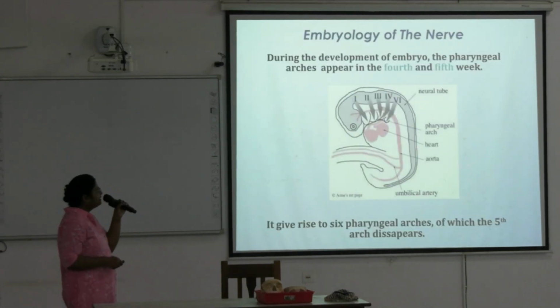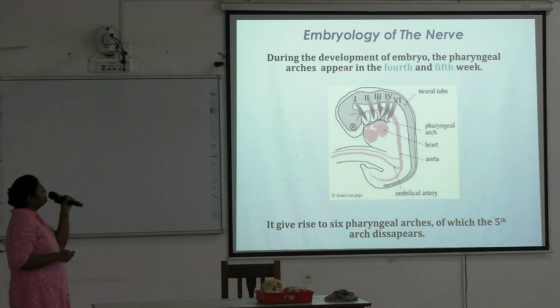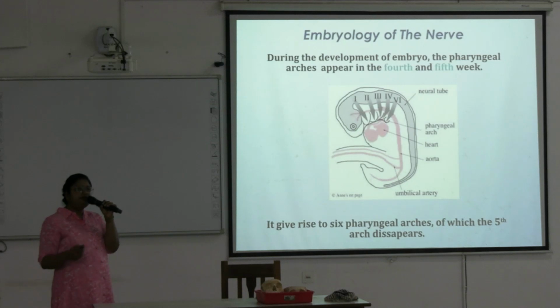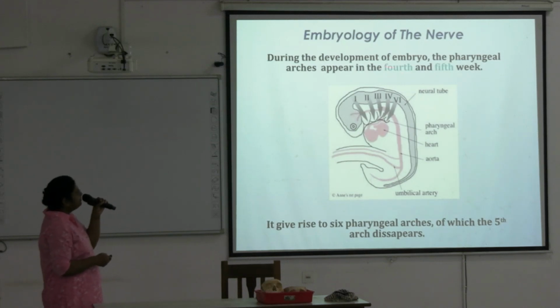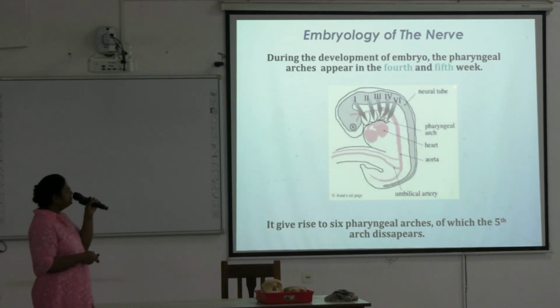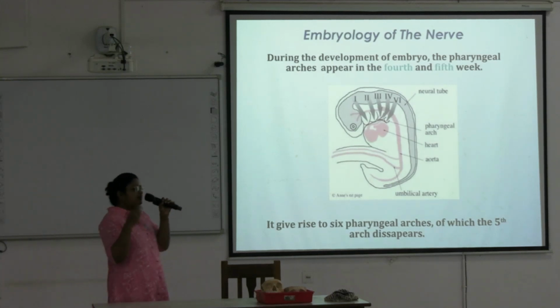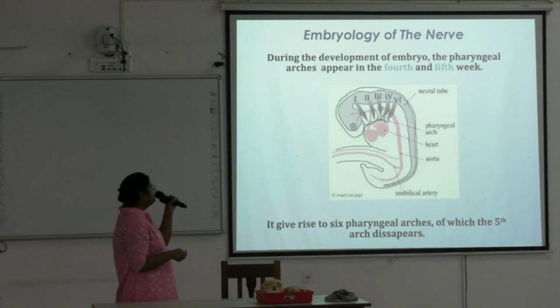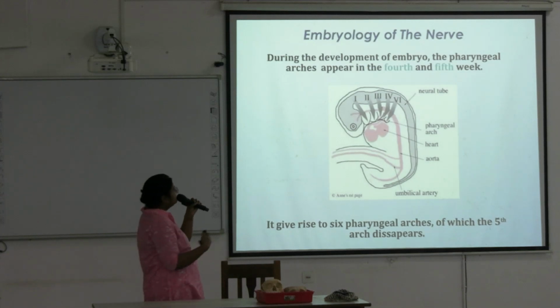So this is how the nerves are developing. During the development of the embryo, the pharyngeal arches appear near the neck region, in the 4th and 5th week of intrauterine life. There are 6 arches developed, of which the fifth one disappears. And there are scheduled nerves for each arch. From these arches the nerves are developing.